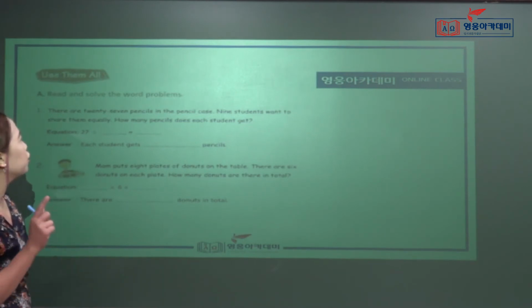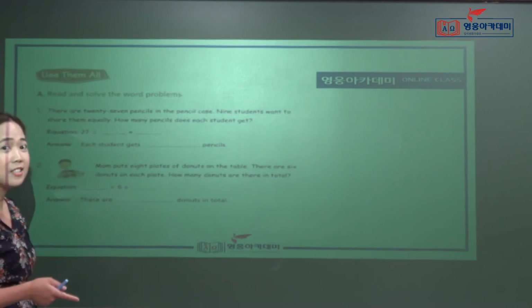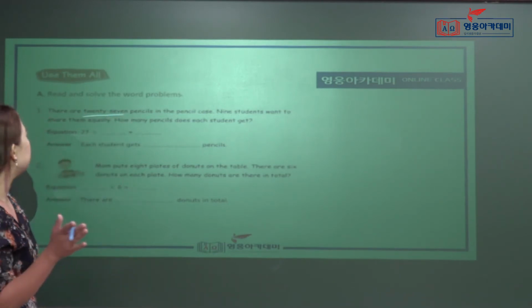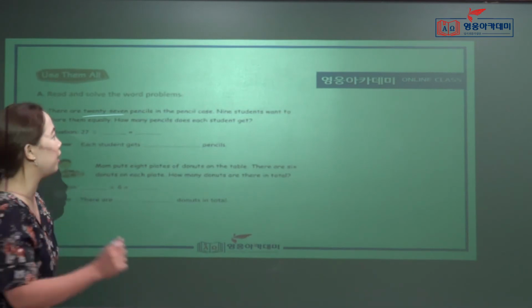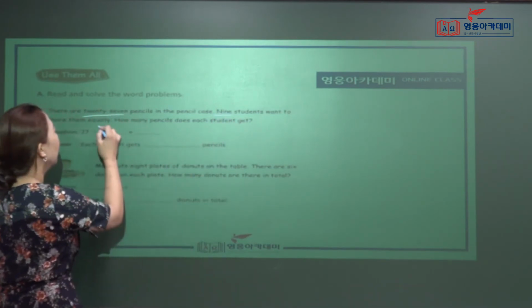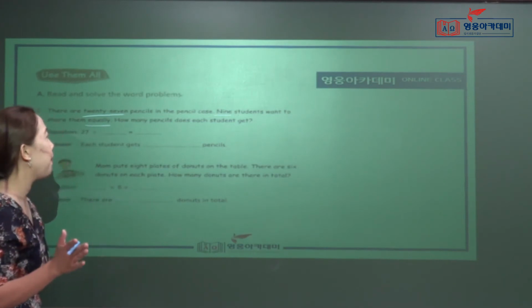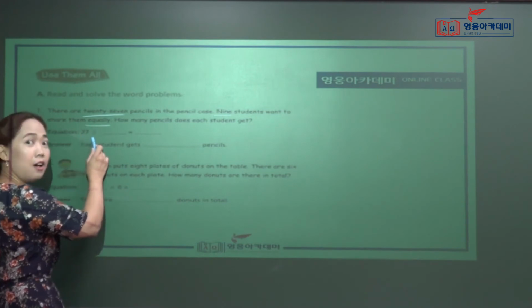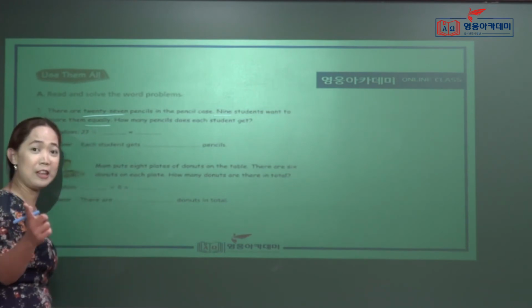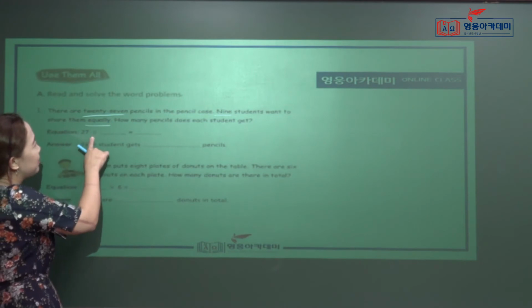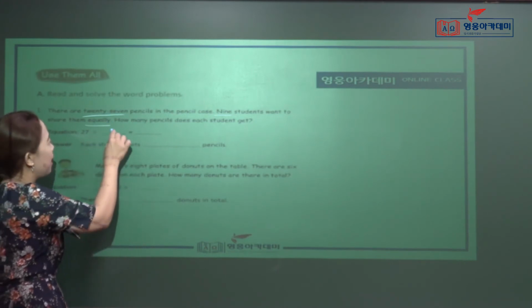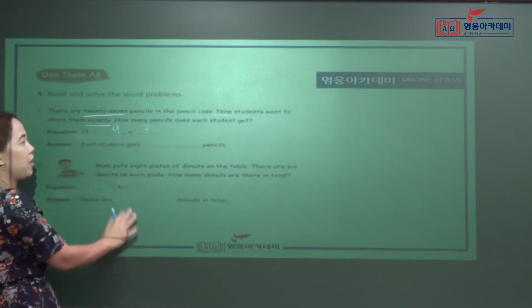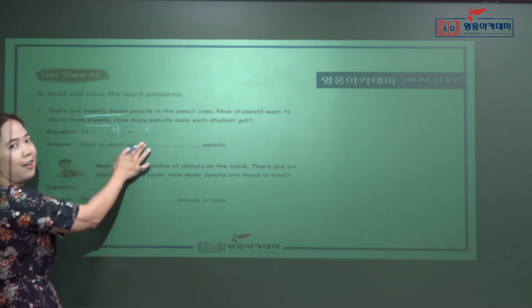There are 27 pencils in the pencil case. 27. 9 students want to share them equally. 9. Equally. How many pencils does each student get? 27. Because we say equally, definitely it is division. 27 divided by 9 is 3. So this is your equation. 27 divided by 9 is 3.